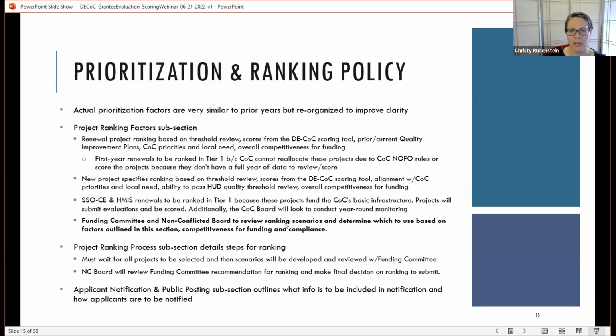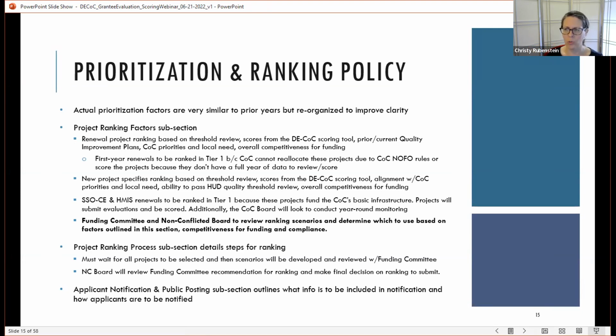Prioritization and ranking policy. Again, the actual prioritization factors are similar to prior years, but reorganized. Prioritization really means when the funding committee and the non-conflicted board meet to determine ranking, because all projects that go in for CoC funding have to be placed in a rank order and they each have to have their own number. So when they meet to determine that ranking, what are the priorities that they can consider?